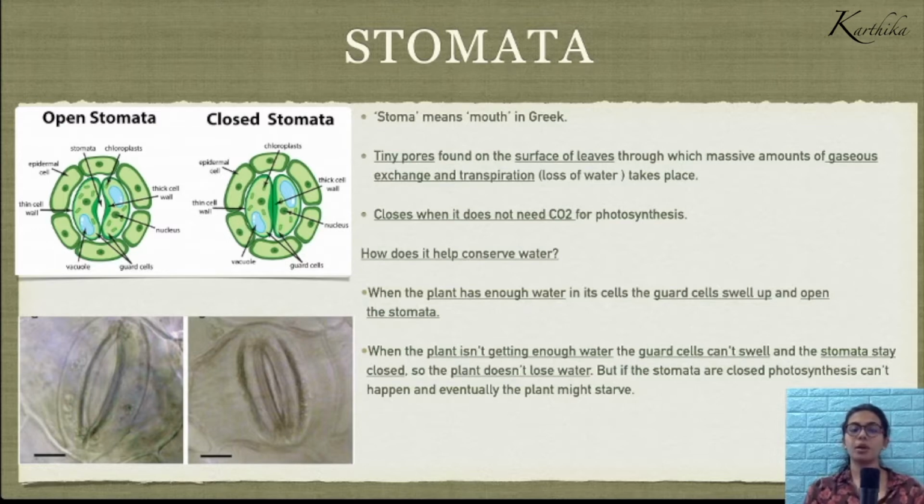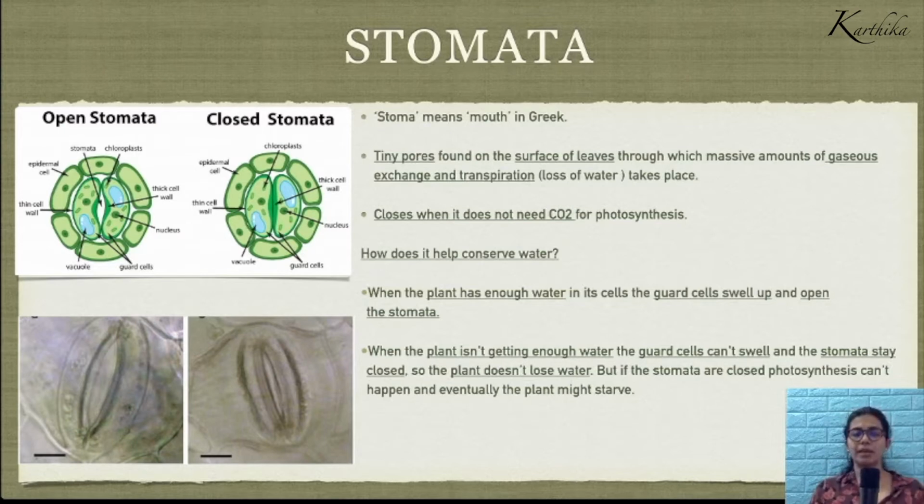Now, the opposite case: when the plant is not getting enough water, it also cannot afford to lose water, right? Because it doesn't have enough water. So, it has to close its stomata. How does the guard cell do that? The guard cells can't swell and the stomata will stay closed so that the plant doesn't lose water. So, if the plant has enough water, guard cells swell up and open the stomata. When the plant is not getting enough water, the guard cells do not swell up and the stomata remain closed. This is how stomata help in conserving water.